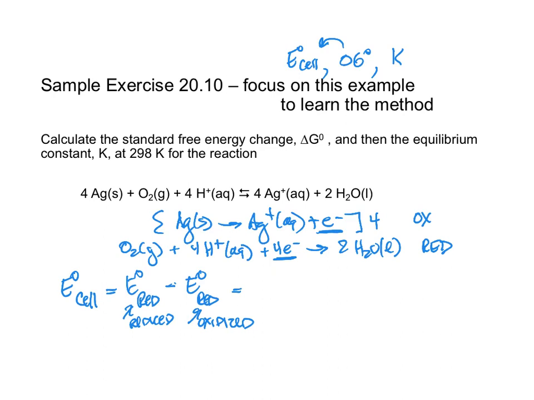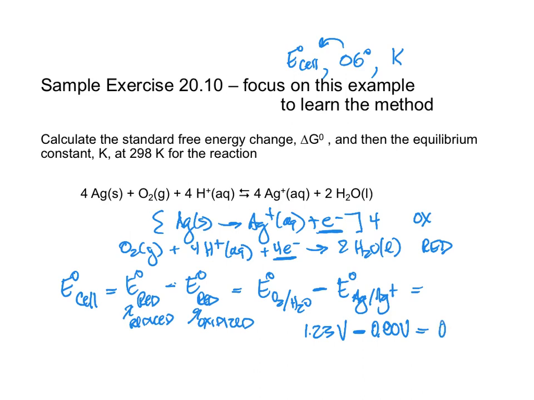But what I like to do with students is write it this way. I like to say, what's being reduced? Oh, it's oxygen going to water. What's being oxidized? Oh, it is silver going to silver plus. I started doing this after working with students because there's so much going on in these problems. If we can direct you a little bit better, that is really good. So when I look in the table of reduction potentials, I come up with a 1.23, I come up with a 0.80 for silver, and I come up with a 0.43 volts for the E0 for that given reaction.